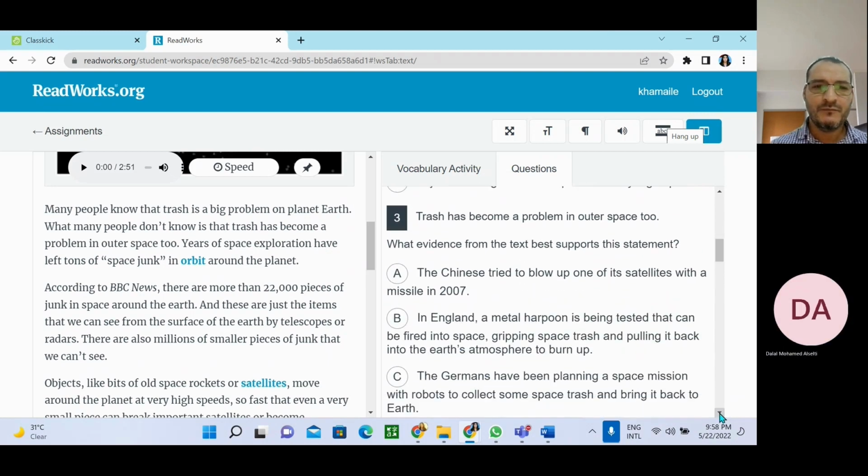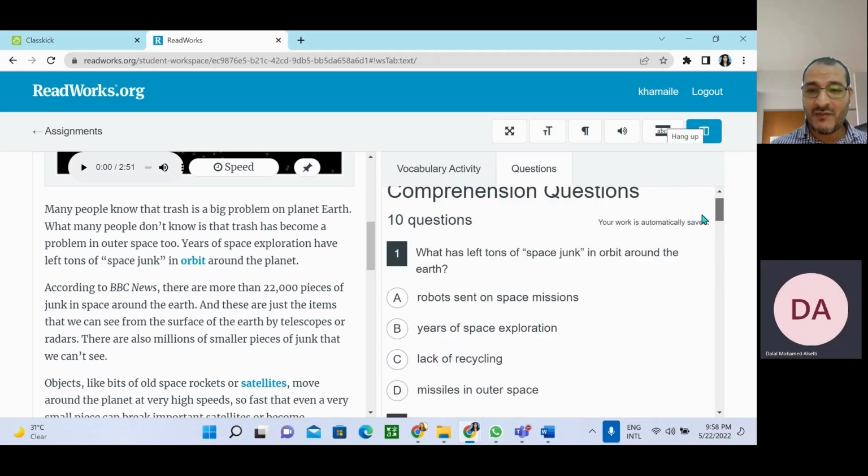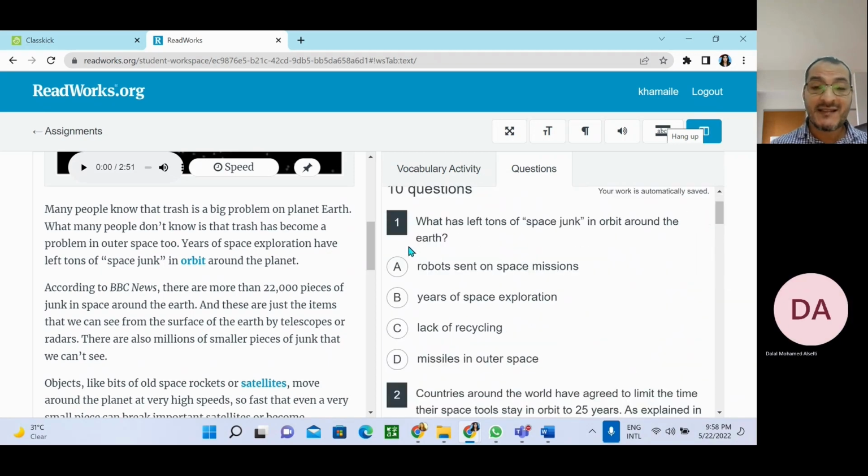Great. Trash has become a problem in outer space too. What evidence from the text best supports this statement? Okay, I think that's enough, Hamaid. Let's get back to the first question and read it carefully with the key terms in mind and use the scanning strategy to find the answer.